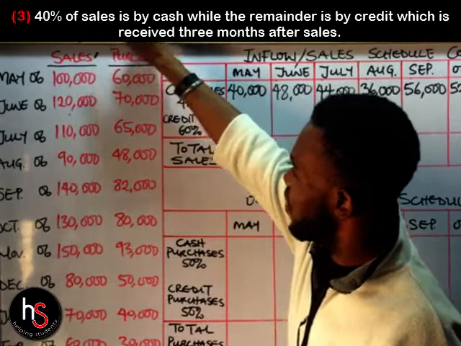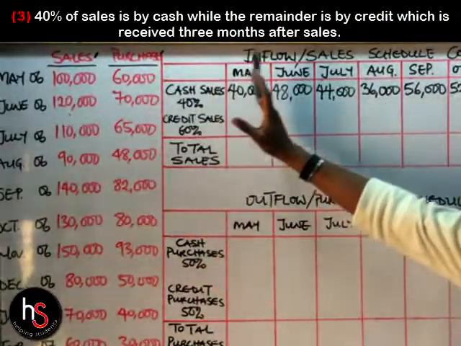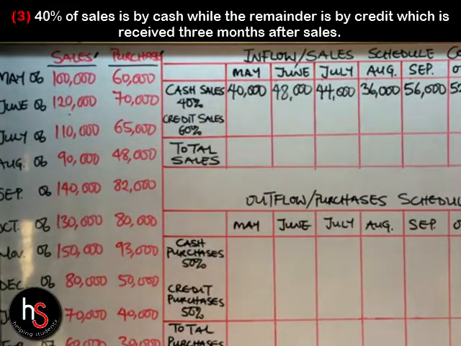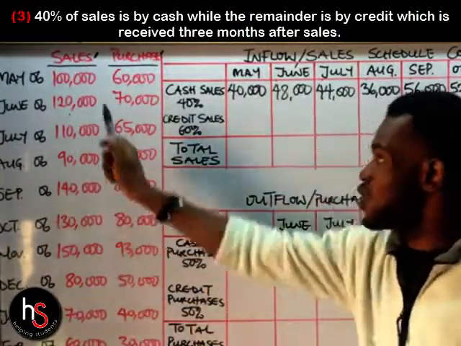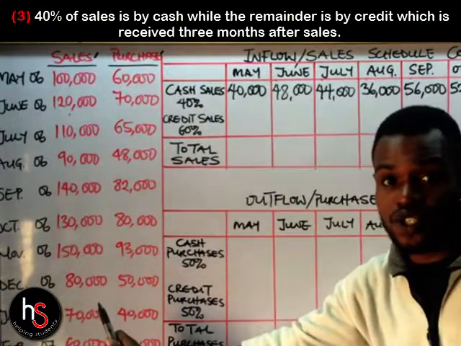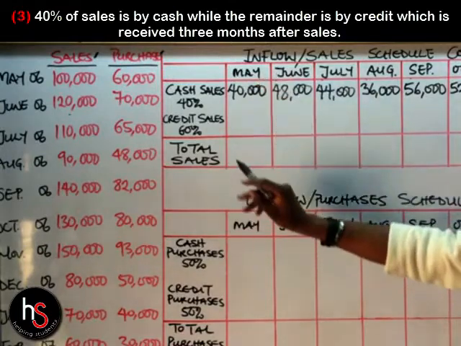Meanwhile, take note of this. This is the cash area, while this is for purchases. So it simply means that as we are treating the inflow sales schedule collection, all the figures we need, we will get from this section, which is the sales section rather. So we are done with that.